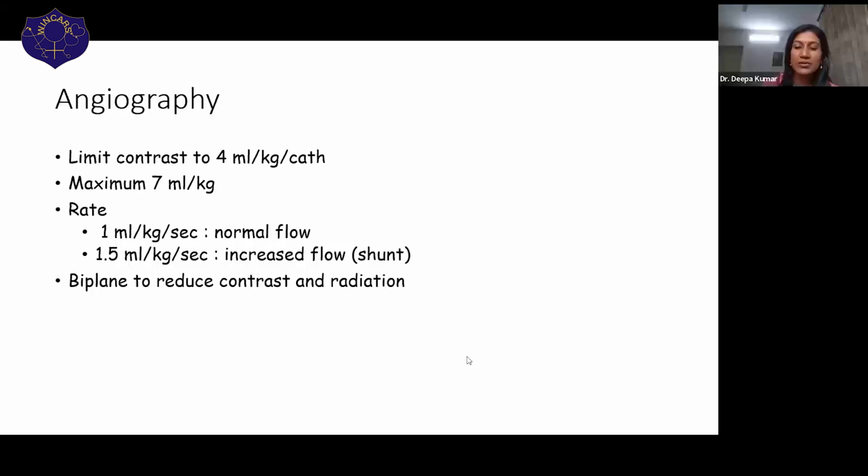Yes, this is especially important when we are doing newborn interventions. We can use 1:1 saline and contrast, or even a lesser amount of contrast diluted with saline.